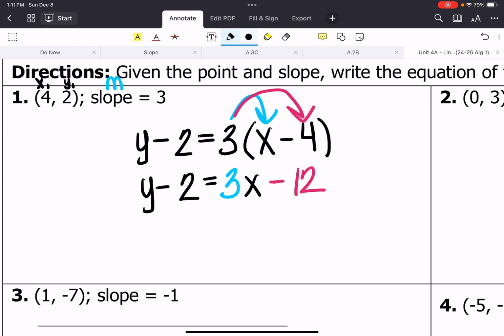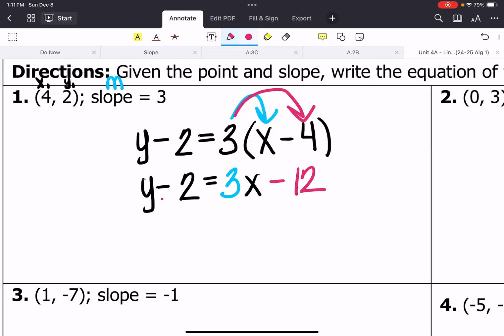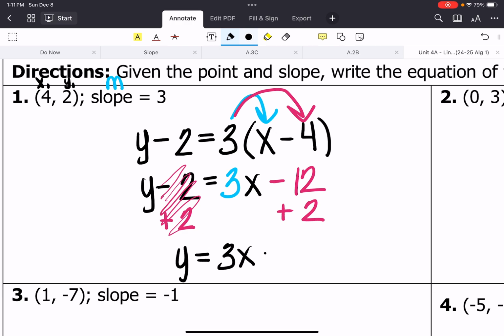Now that we've distributed using rainbow, now we can isolate y by doing the opposite of subtracting 2, which is adding 2. And what you do to one side, you do to the other. Negative 2 plus 2, that gives you 0. Y is by itself. That's equal to 3x minus 10 because of negative 12 plus 2. Remember, same sign add, different sign subtract.